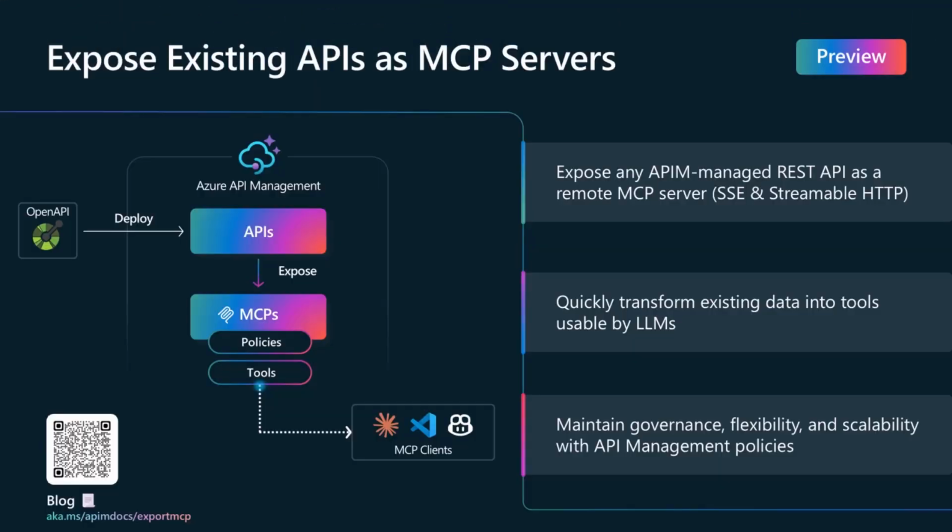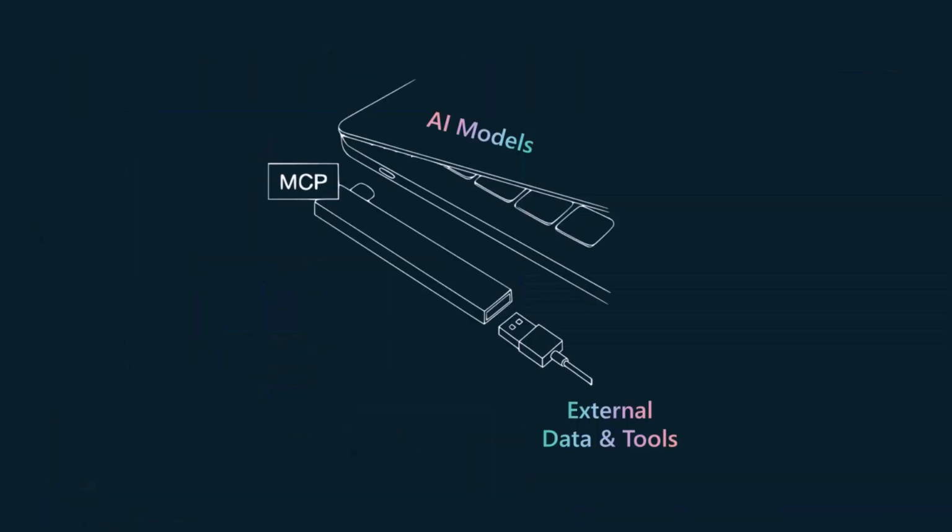Today, we are diving into a really exciting new capability in Azure API Management. We are going to explore how you can quickly and easily expose your existing REST APIs as remote MCP servers, all without writing a single line of new code. With everyone talking about MCP servers and AI agents, you want to get your APIs connected and leverage those new possibilities. This is exactly where Azure API Management comes in.